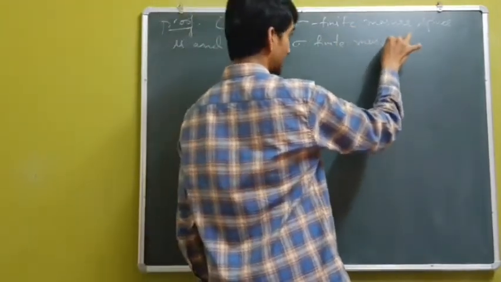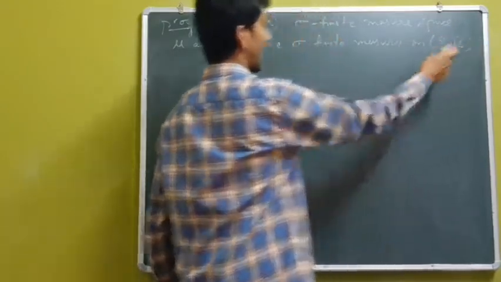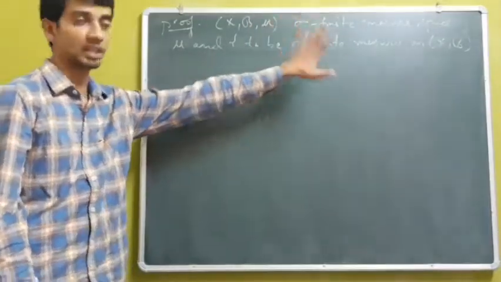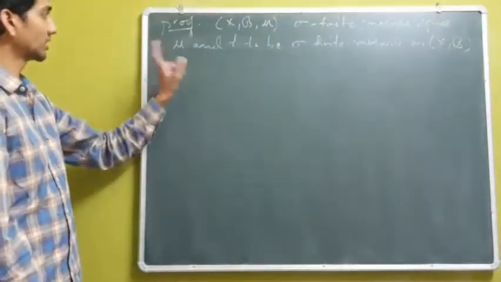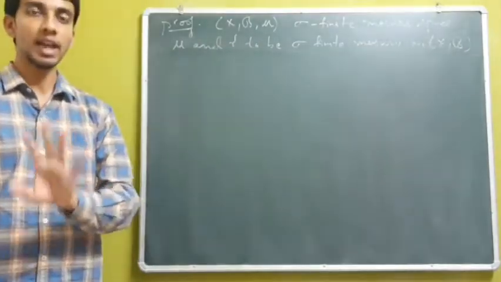Sigma finite measures defined on the measurable space, say (X, B). So we have two things given. (X, B, mu) is a sigma finite measure space, along with mu and gamma being sigma finite measures defined on the measurable space (X, B).